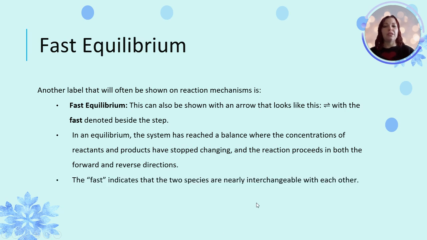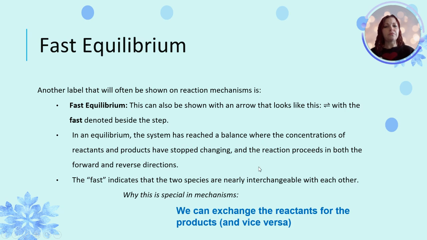And so if that is happening fast, then that means the two species are nearly interchangeable with each other, because when you form products, they turn around and form reactants, and then those reactants turn around and form products. So they're constantly going back and forth. So why is this special in mechanisms? It means that we can exchange the reactants for the products and vice versa.